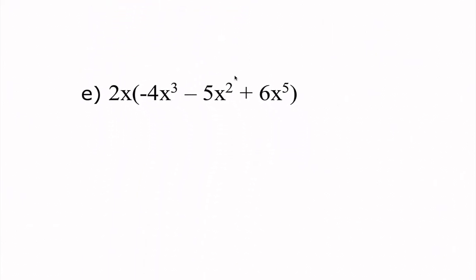All right, so we're going to distribute again, but this time with an extra loop. So first I'm going to take 2x and multiply it by -4x to the third. So we start with our coefficient. 2 times a -4 is a -8. And then we're going to look at our x's. This is x to the first. This is x to the third, so I add the little exponents. 1 plus 3, so that's going to give me x to the fourth.